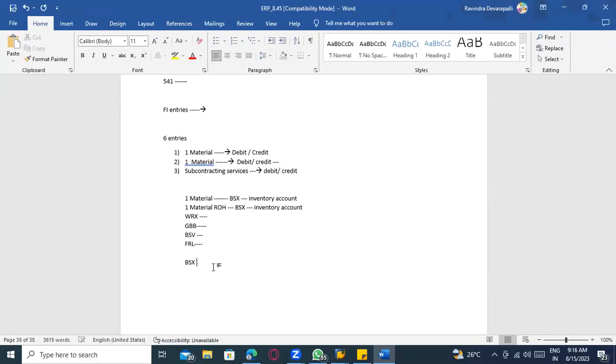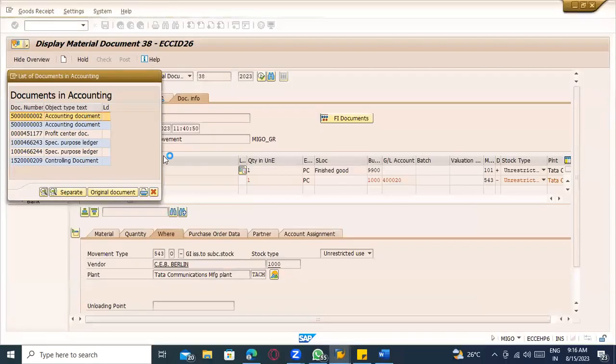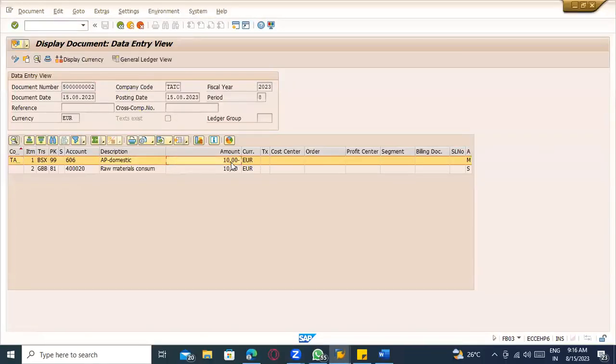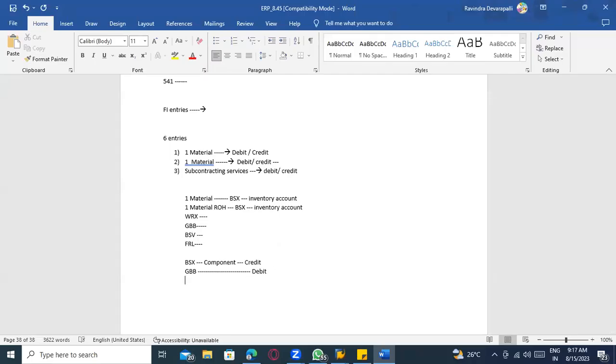Okay, clear? So if you want to picture how it goes, the first thing is BSX for component. Then with respect to that, the consumption for the component is the debit. This is the credit and it is a debit consumption. Okay, consumption is debit. This is for the raw material. Then I'll go for the BSX for FG. Then it is a debit because I'm getting the plus, right? So I'm getting the stock.